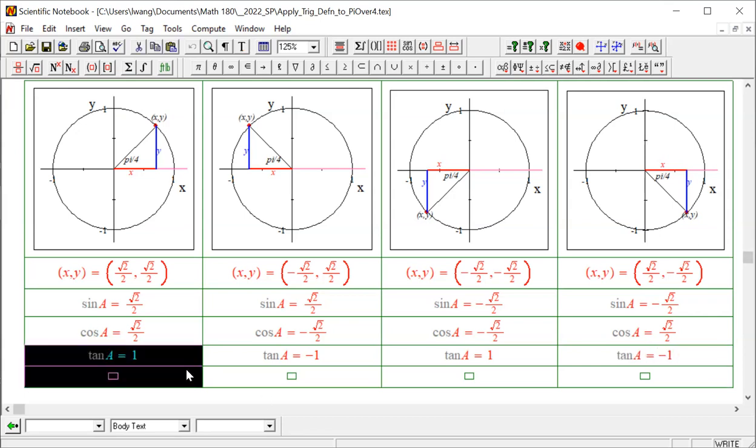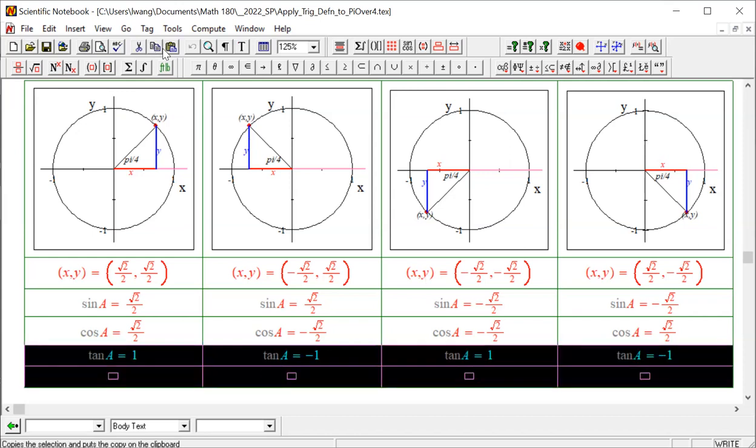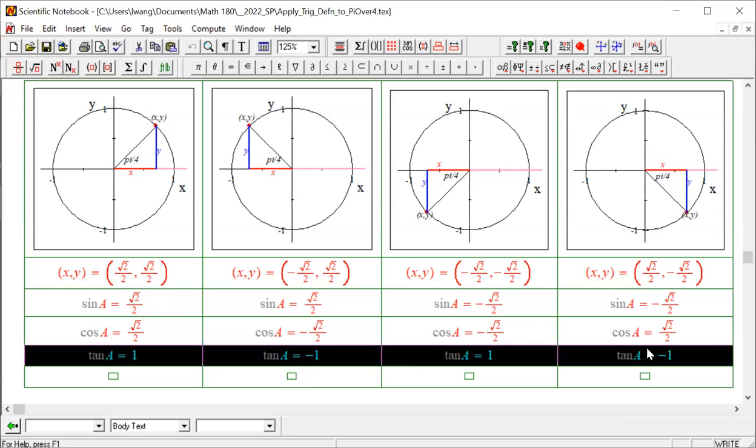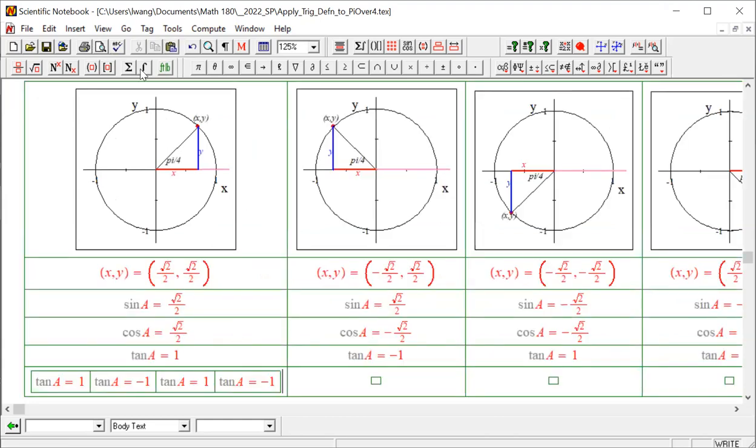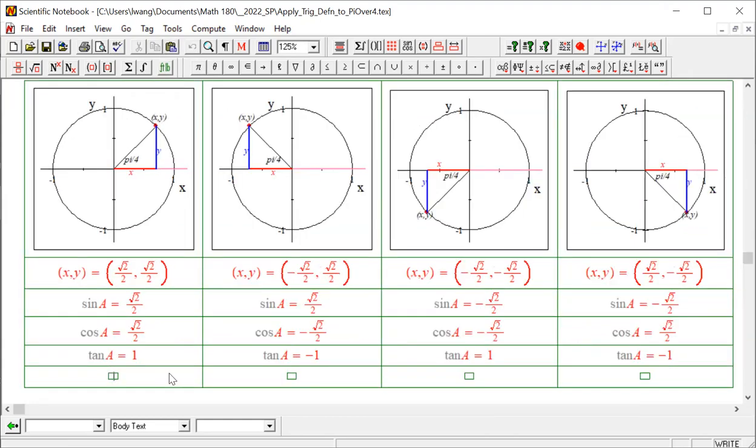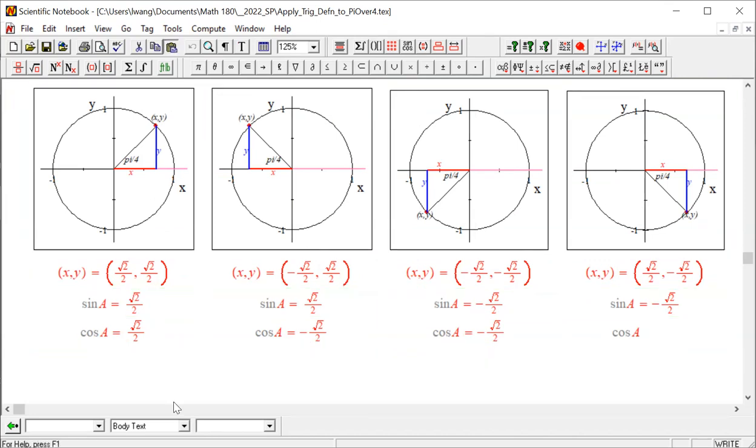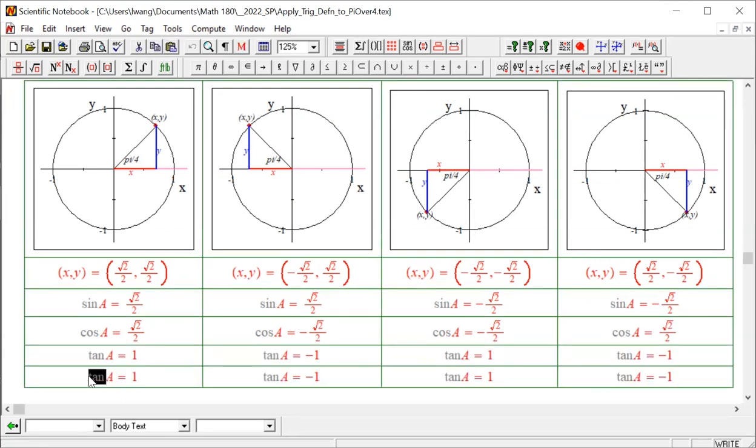Cotangent is the same, because the reciprocal of 1 is 1, and the reciprocal of -1 is also -1. So cotangent will also be the same. As for cosecant and secant, I'm leaving secant and cosecant for you to fill out in the table.